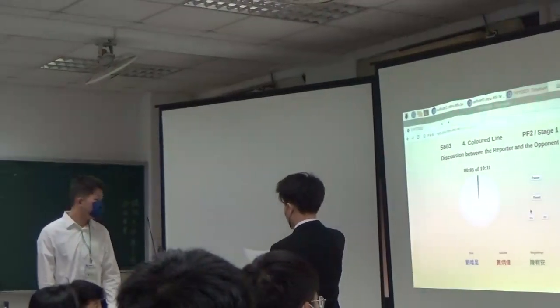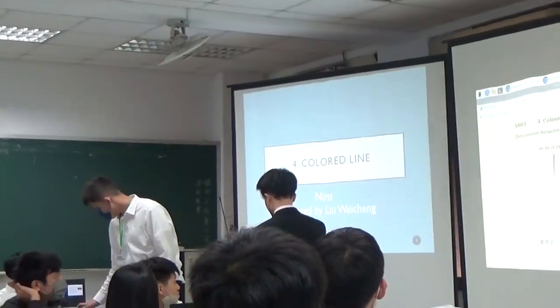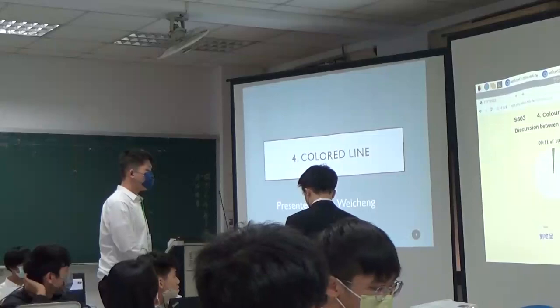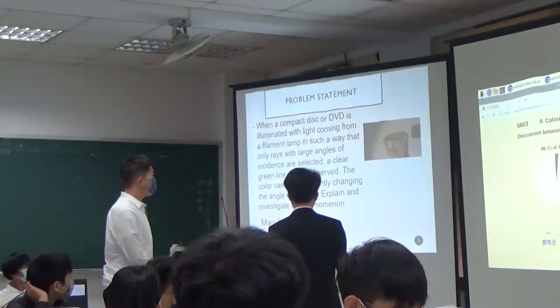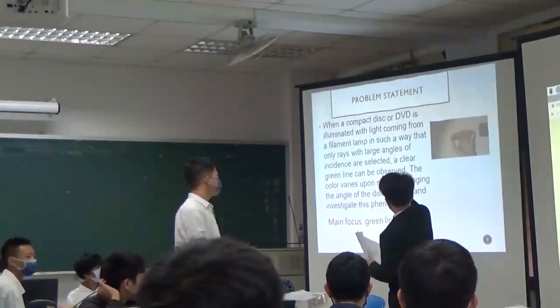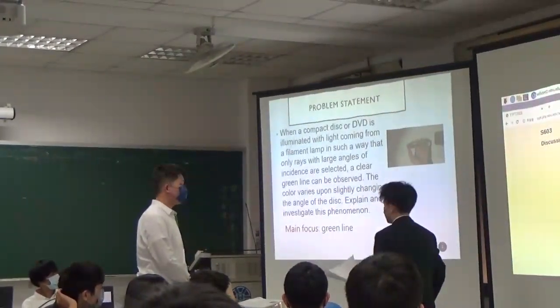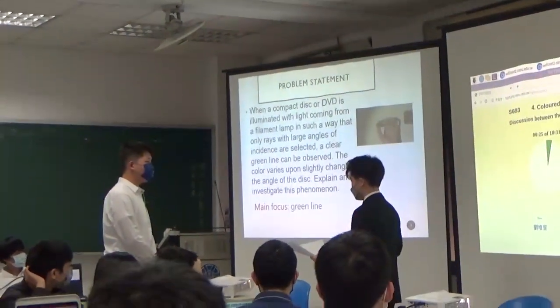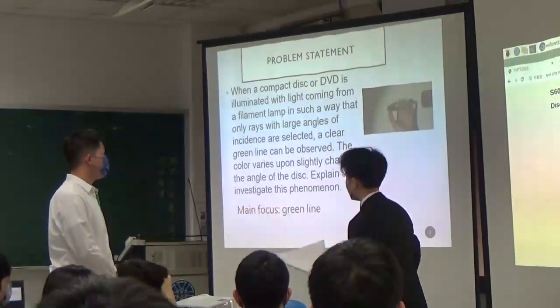Can you project your presentation? Okay. So please go to the problem statement. Here, the problem statement stated that a filament lamp is used in such a way that only rays with large angles of incidence are selected. So can you tell me what is your understanding behind these words? Only large angles of incidence can be selected.